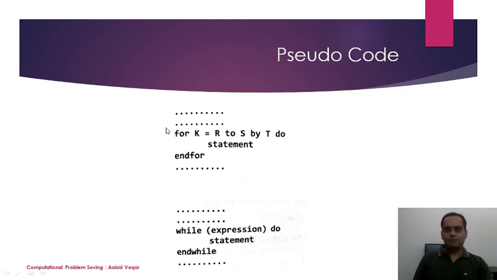Another example, another tool to depict the solution of our problem is pseudocode. Pseudo means false code. It means at present we are not using a proper language. We are not following the syntax of that language, but we are just depicting it in a simple, pseudo form. For example, we write for here without going into detail about the syntax of the for statement in any programming language. We simply write for k equal to r to s by t. This means k is the loop counter. It should start from r, then go up to s in steps of t, and these statements will be repeated that many times.